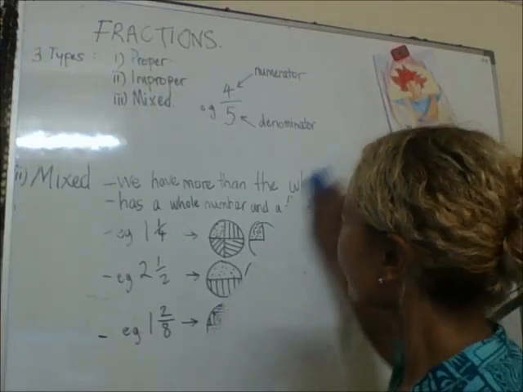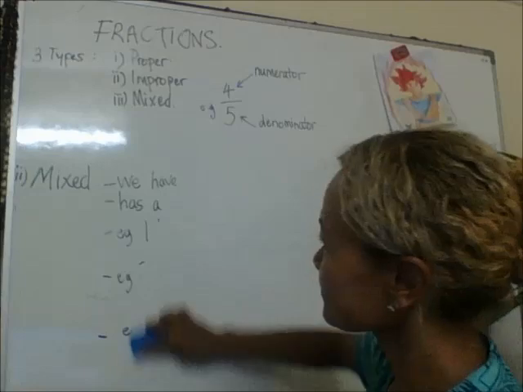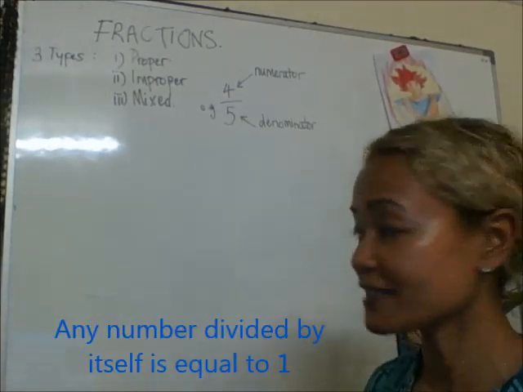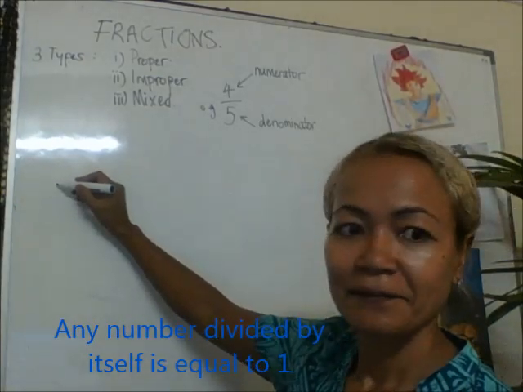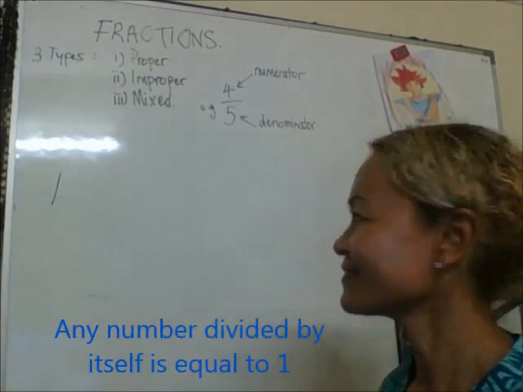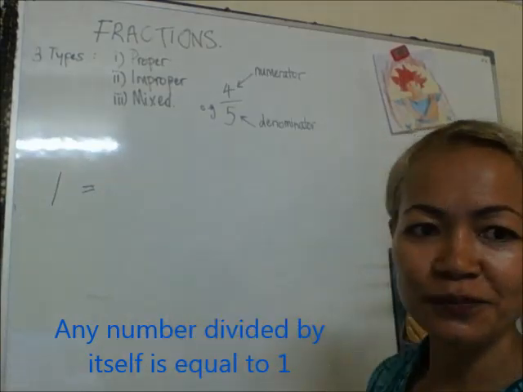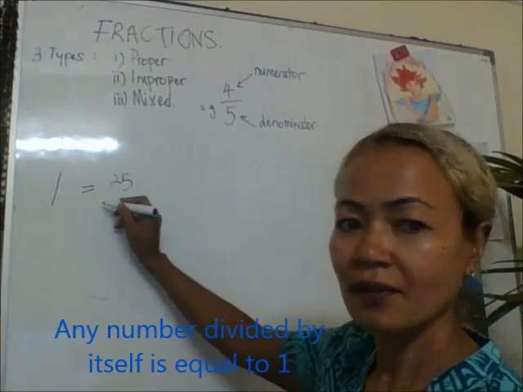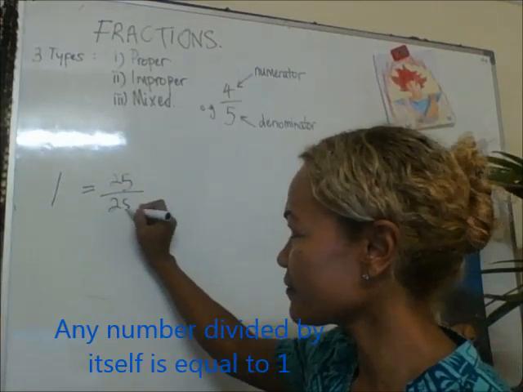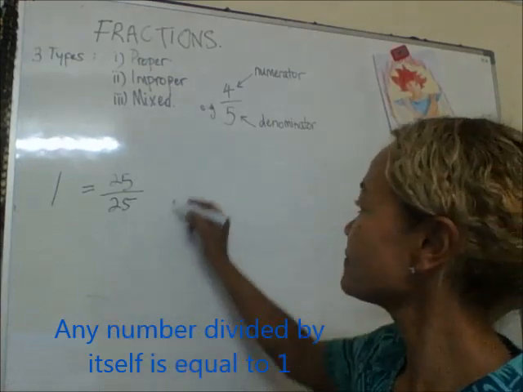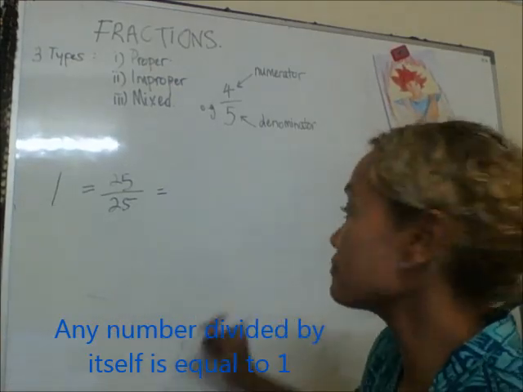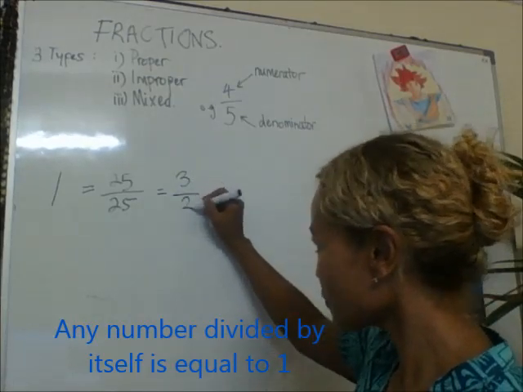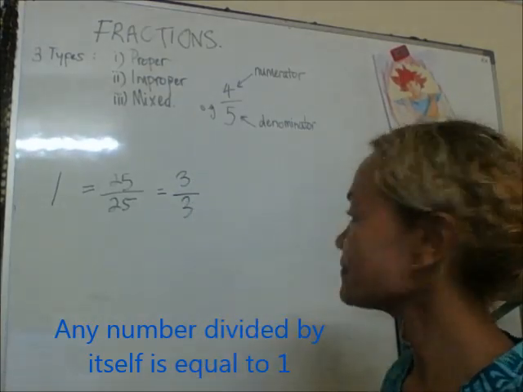If I rub this out and just put a couple of examples here, so you are in no doubt of what is equal to 1. 1 is equal to, I can pick any number, 25 over the same number, 25. That is equal to 1. Also equal to, pick a small number, 3 over same number, 3. That is equal to 1.